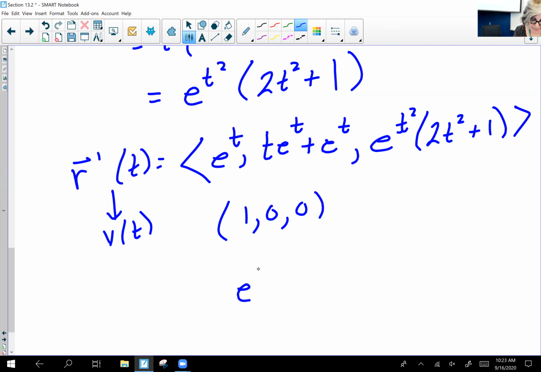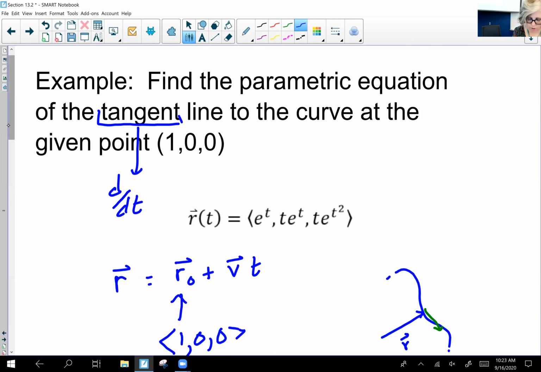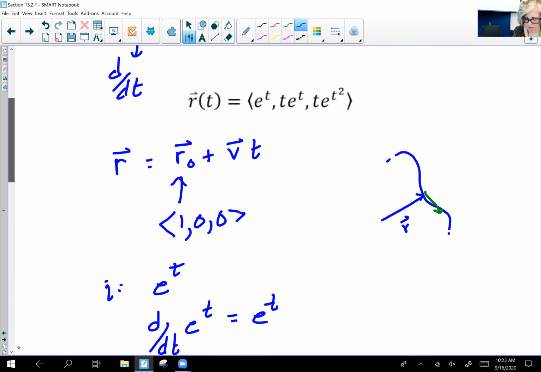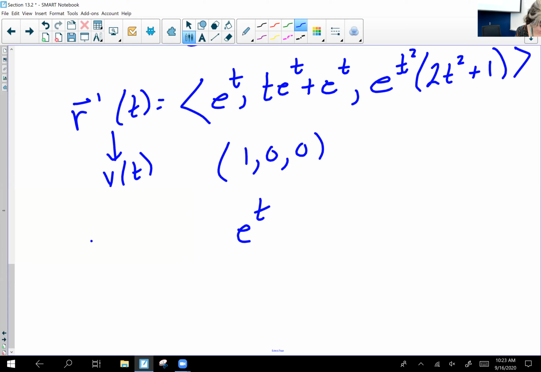So if we go back to the original equation, I always take the easiest one. So I'm going to take e raised to the t, from the original, not the derivative, and set it equal to 1. So what must t be in order for that to equal 1? Excellent. t is then going to have to equal 0.